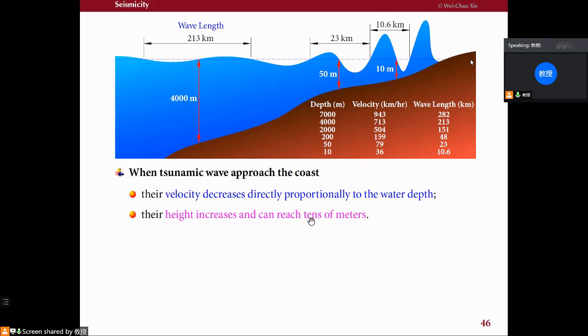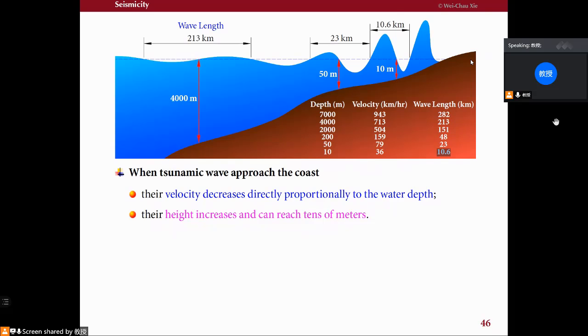So you can see this: depth, velocity, and wavelength. If the depth is 7,000 meters, velocity is very high, wavelength is very large. And close to the shore, depth is 10 meters. Velocity is much slower, 36 kilometers per hour. The wavelength is also much shorter. But the height is very high now.